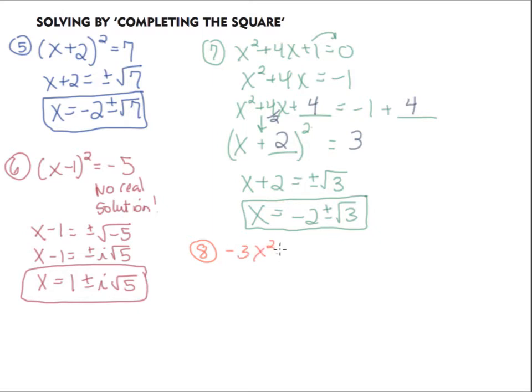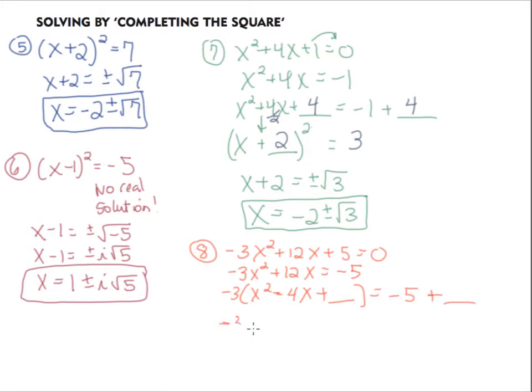This time we've got 3x squared plus 12x plus 5 equals 0. So again, get the x terms on the side by themselves. So I'm going to subtract 5 from each side. Now, this time, because I do not have a 1 in front of the x squared, I have to add a step where I factor out whatever number is in front of the x squared term. But again, I'm going to add something to the left-hand side and something to the right-hand side. So I have a perfect square term.